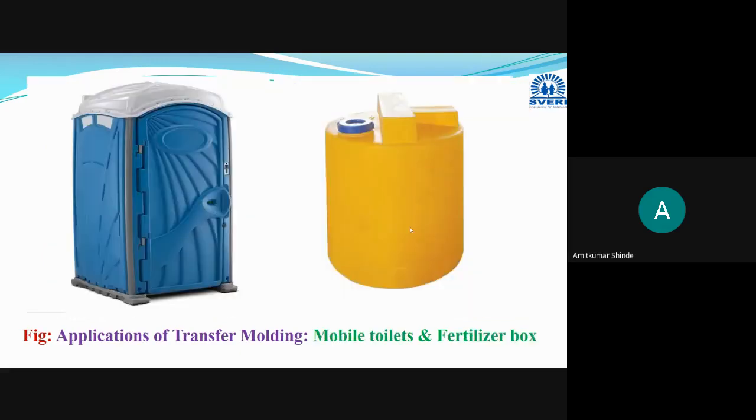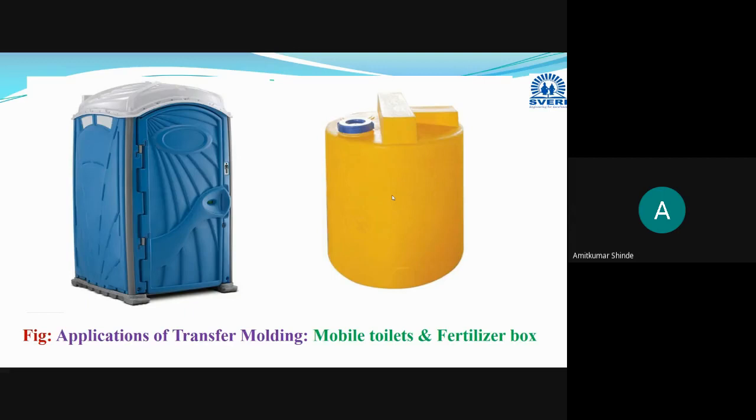Then another application. This is the toilet, the mobile toilet, or movable toilet. You can move it from one place to another. These kinds of toilets are becoming very popular nowadays. Then this fertilizer box is used in your agriculture field. These are manufactured with the help of this transfer molding only.